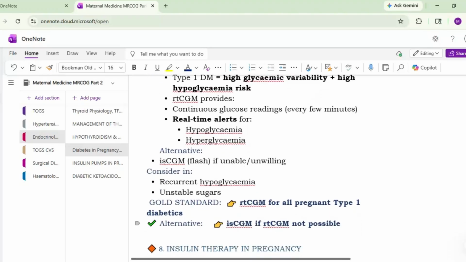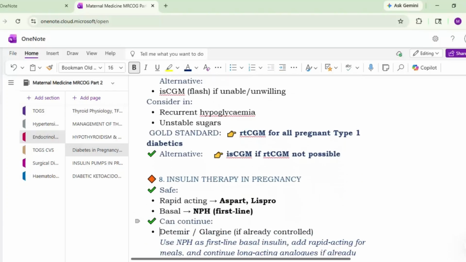There is another way of monitoring the glucose, called flash glucose monitoring, which is intermittently scanned glucose monitoring. So intermittently you will get the values of the glucose, but this is not indicated. What is indicated is real-time continuous glucose monitoring. If this is to be offered, you offer real-time, not the flash one. That is the only alternative if real-time is not possible, or if the patient is not willing, then go for flash monitoring. It is to be considered in recurrent hypoglycemia and unstable sugars. So real-time CGM for all pregnant type 1 diabetics, and only if this is not possible, go for flash glucose monitoring.